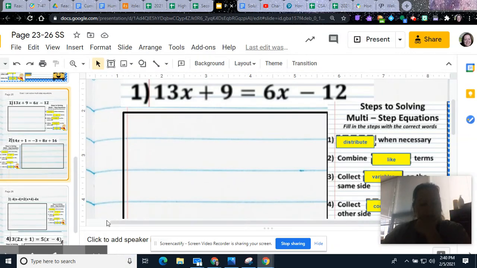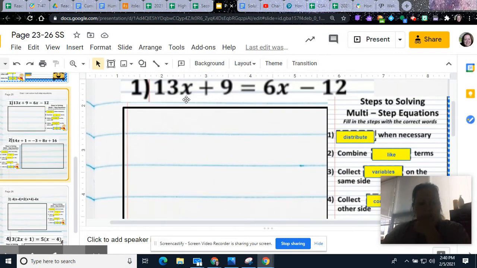Okay, let's see how you did with number 1 on page 25. The first thing, it says distribute when necessary. You don't have to distribute because there's no parentheses. So next it says combine like terms.